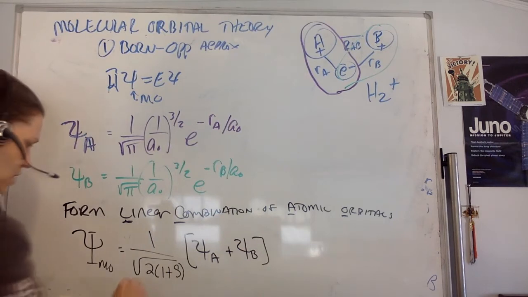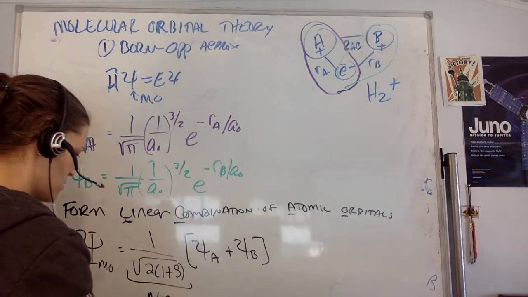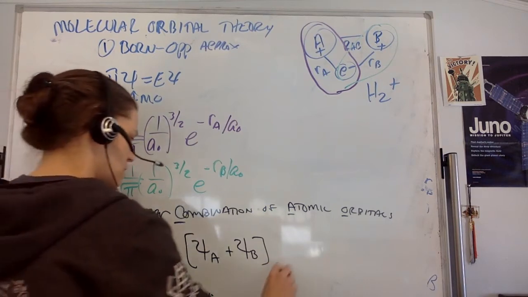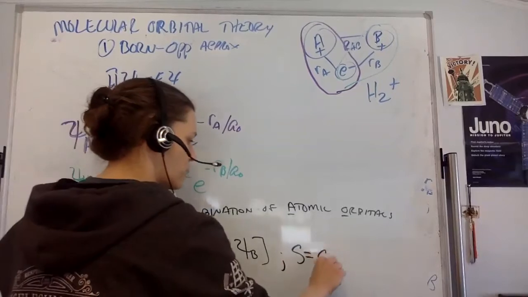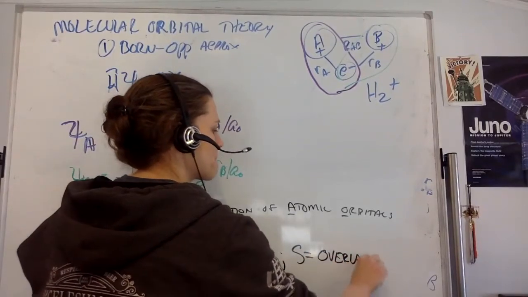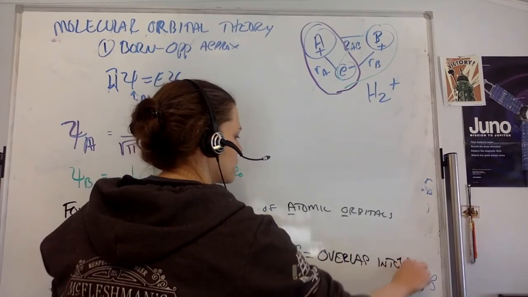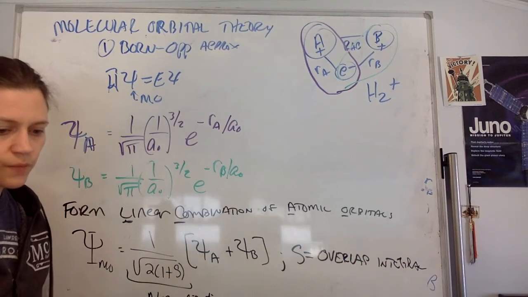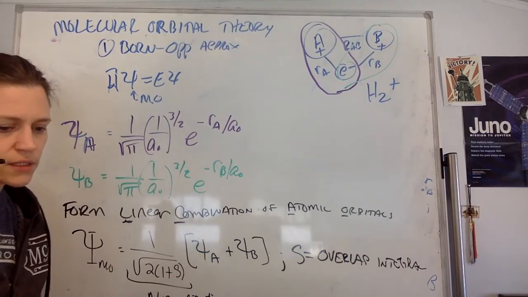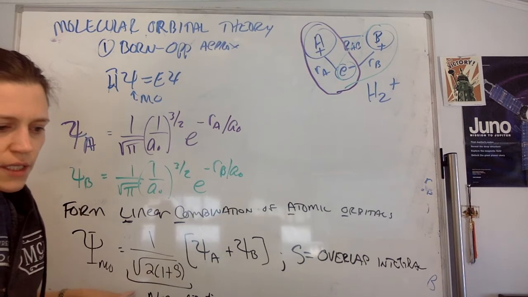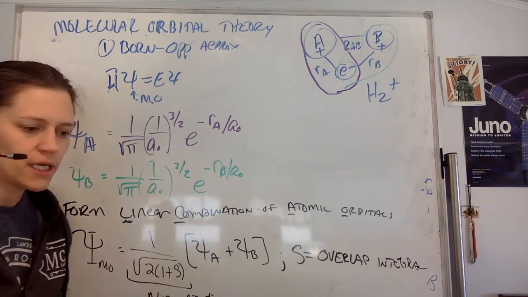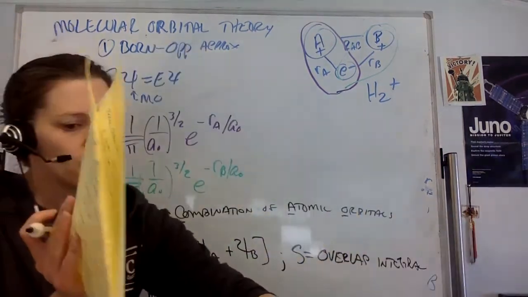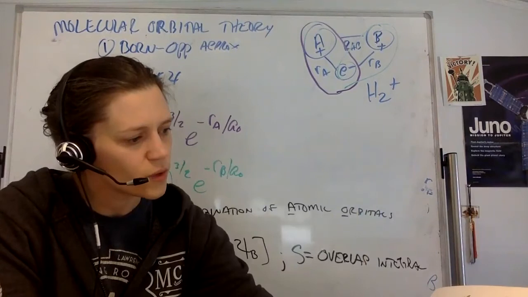Go team. So this is my normalization constant, and S equals what's called the overlap integral. There's a great side note, example 10.1 in the 9th edition, and I actually don't know the example number in the other edition, but there's one example that takes you through what S is.